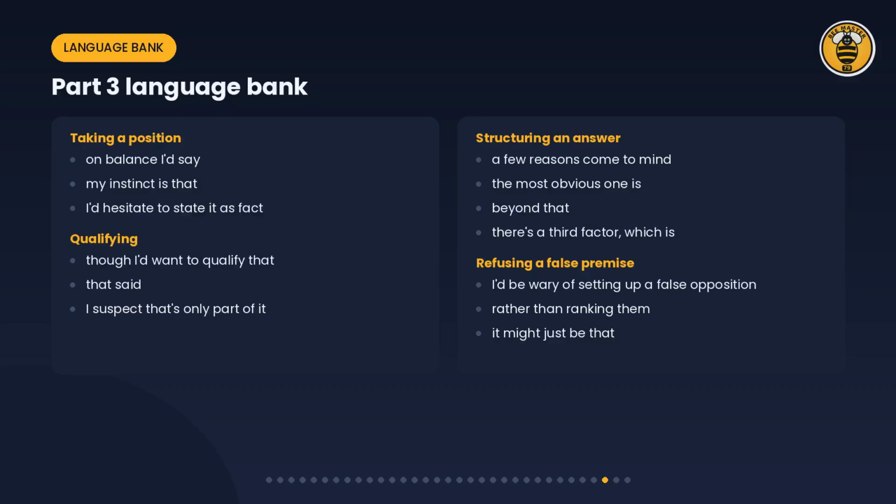And the Part 3 language bank. These are the phrases that let you take a position, then qualify it without contradicting yourself. Learn the 4 groups rather than the 12 phrases, because the groups transfer to every topic you will ever be asked about.